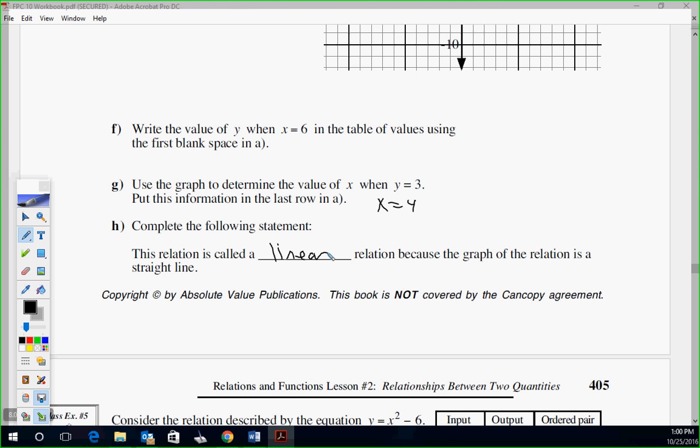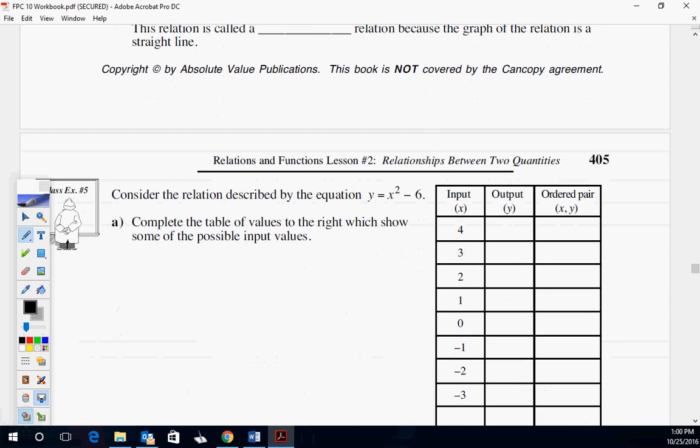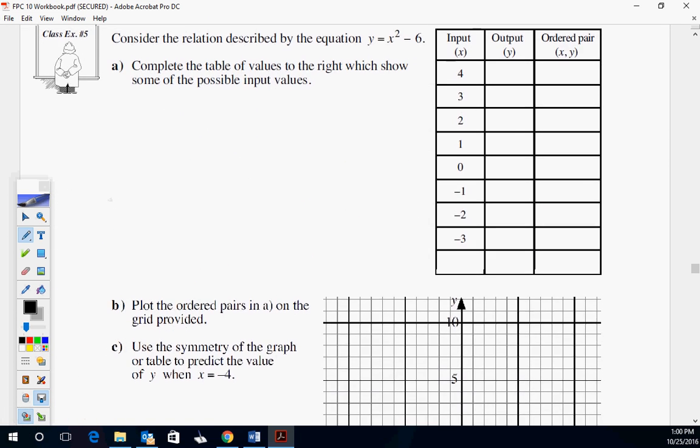Almost done. Last page. Almost there. Okay.